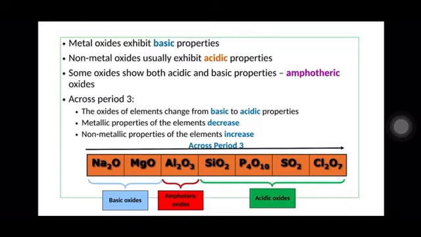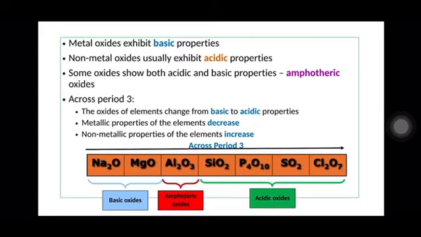Dan kenapa dia berubah menjadi acidic properties? Disebabkan the metallic properties of the element decrease. Property metal daripada left to the right dia akan makin decrease sebab dia jadi makin non-metal kan? So dia jadi makin non-metal. That's why the non-metallic properties of the element increase.